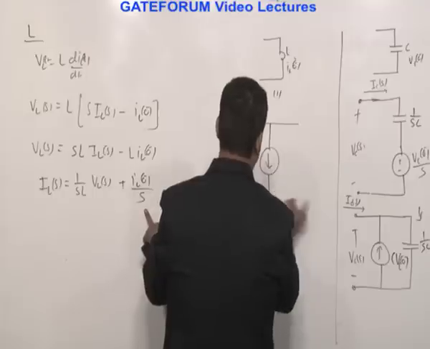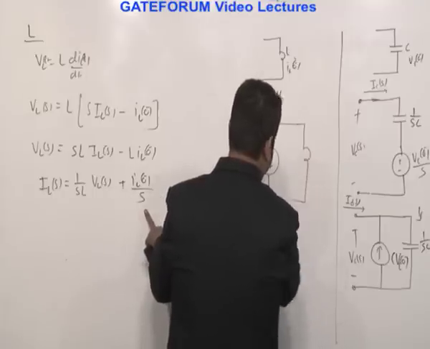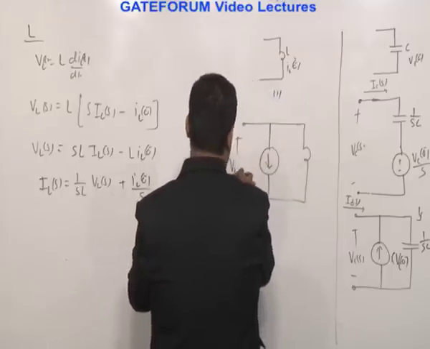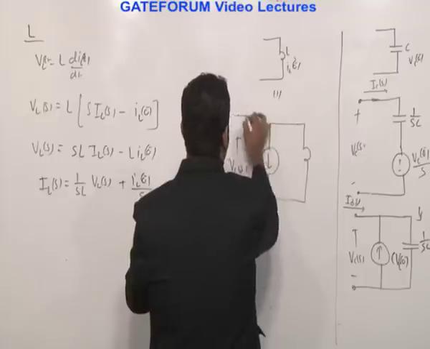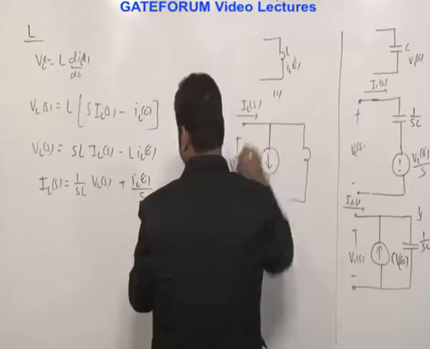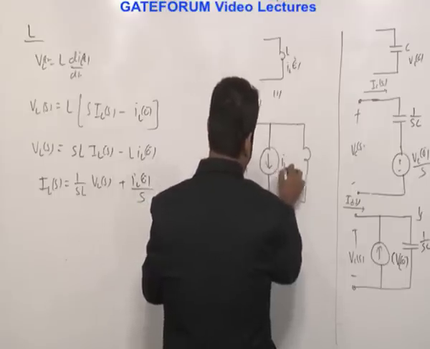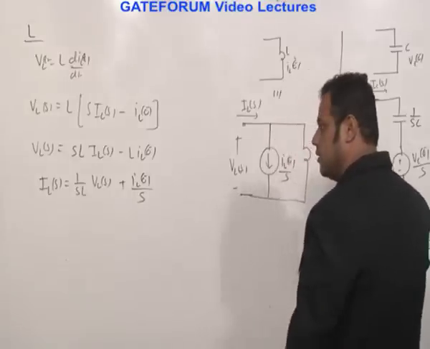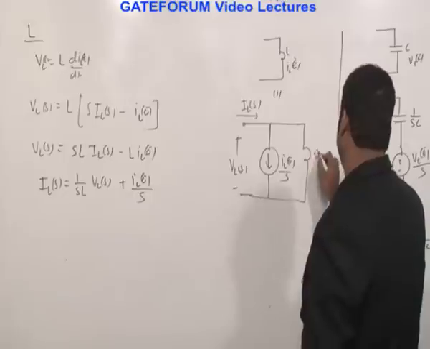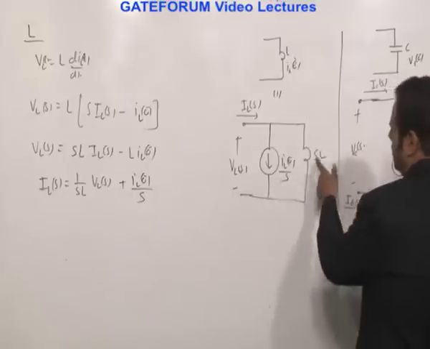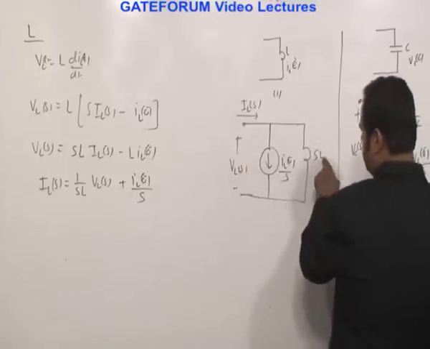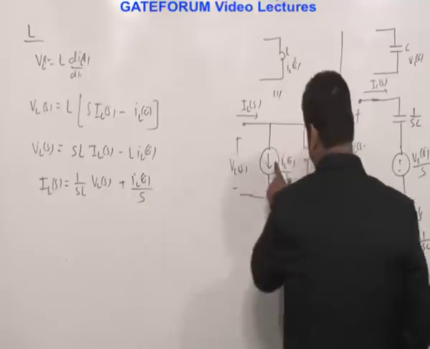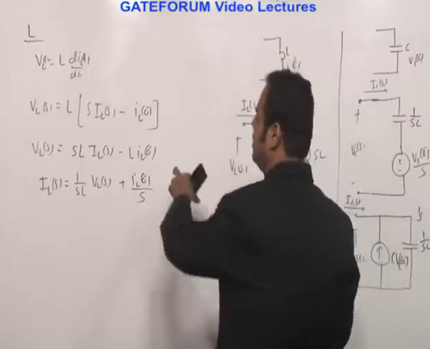So I am saying that it is like this, and I have an inductor like this. If I say this voltage is VL of S, this current is IL of S, and this current is IL of 0 minus by S for this one, right? And this is SL. If it is SL, the current will be voltage by this, so the current is VL by SL. So it will satisfy this.